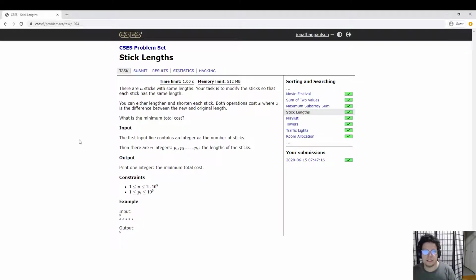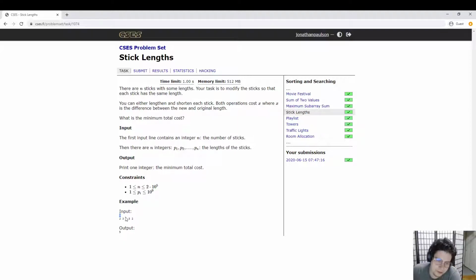Let's take a look at another CSCS sorting and searching problem. Stick length. So what's going on here? We have n sticks of some lengths, and we want to modify them so that they all have the same length, right? They're all equal. And we can either lengthen or shorten a stick, and the cost of doing that is just the difference between the old length and the new length, right?